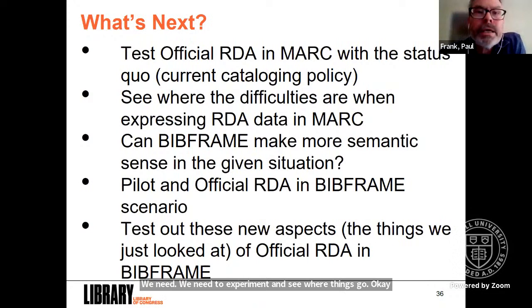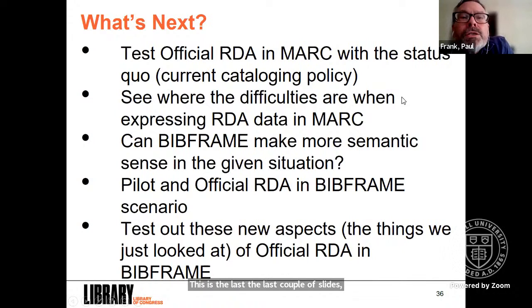Okay, so I'm getting down to the end here. This is the last couple of slides. So what's next? We haven't implemented official RDA yet. That's down the road, probably this year, maybe next year. Not sure. It hasn't been determined. But we are testing official RDA right now using current cataloging policies. So everything that you just heard me say, forget about when it comes to the RDA test, because those are all things that are in the future. We're not testing those now. They will come, and I think they need to come, but we're not at that point yet.